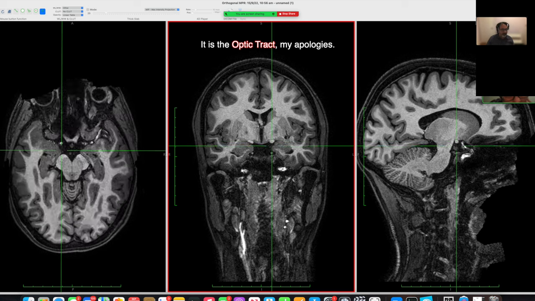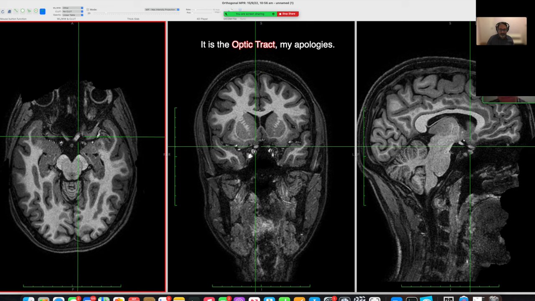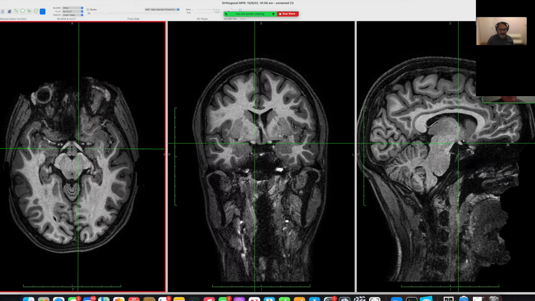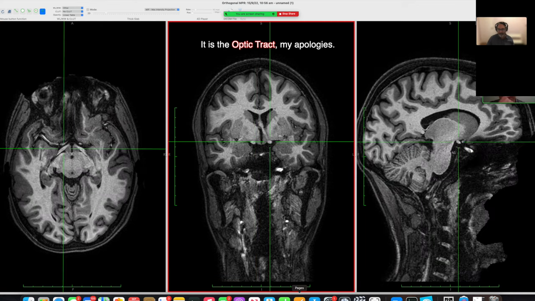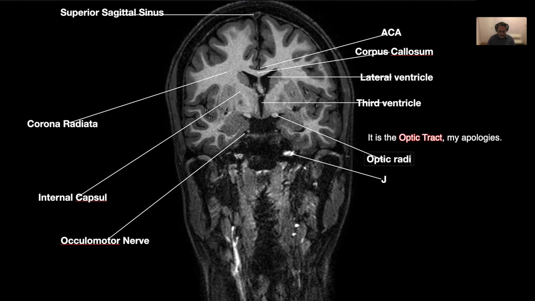So if you look at that, that is the optic chiasm. And if I move forward, that is the optic nerve. But that is a bit further back. So what I've clicked on is that one, and that is the optic radiations. So I got that wrong. That's fine. So that is the optic radiations.